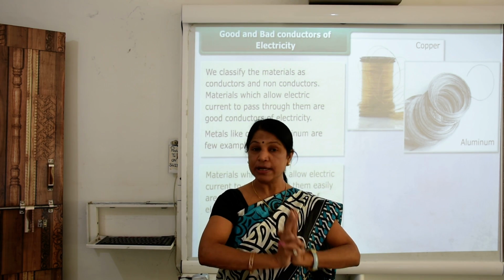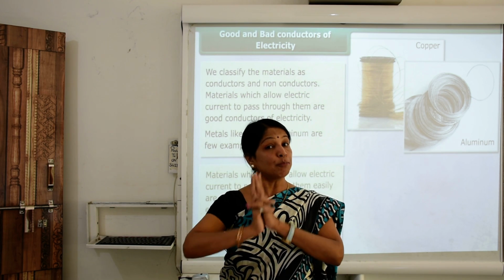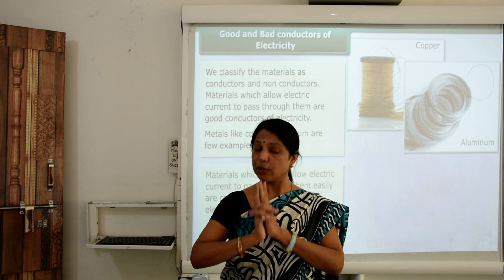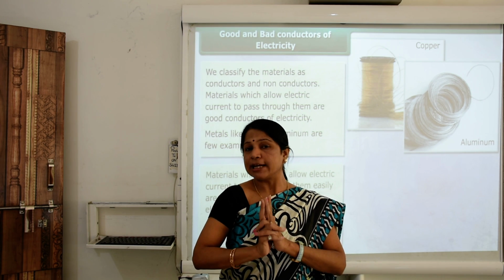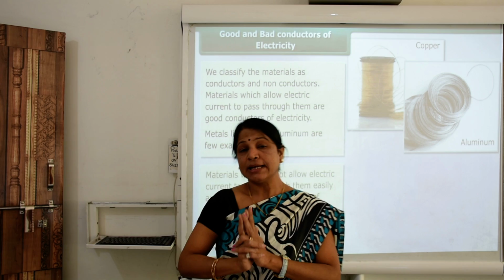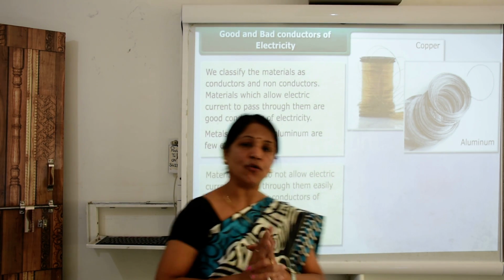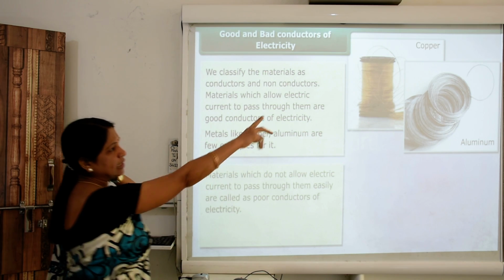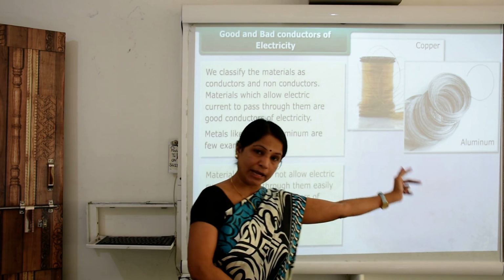First is the good conductor, very simple, it passes the electricity. Second is the poor conductor. Poor means bad, it means the insulator. They cannot pass any type of electricity. That is the bad, or poor, conductor of electricity. Here the examples given are copper and aluminum.